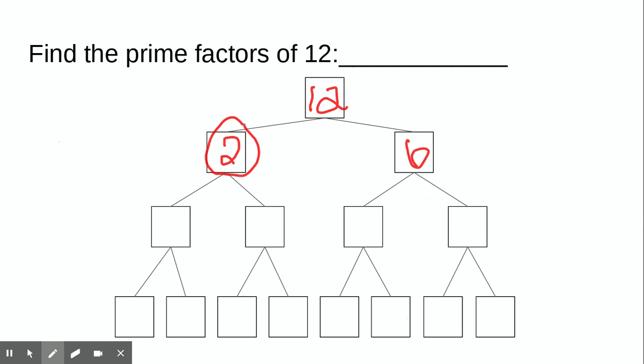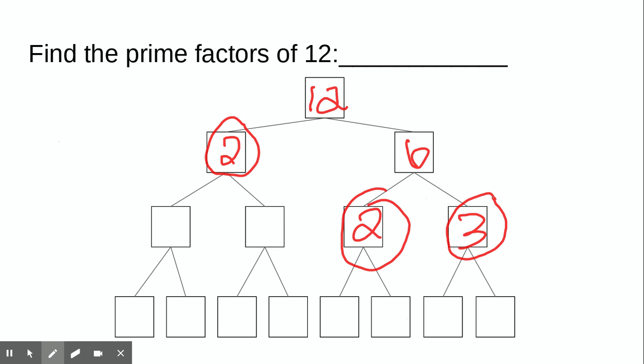What are two factors of 6, or two numbers we can multiply together to get 6? 2 times 3 is equal to 6. Now we have to see if those are prime. We already know 2 is a prime number because we have it circled up there. So we can circle that one too. And how about 3? Is 3 a prime number? 3 is a prime number, so we can circle that one also.